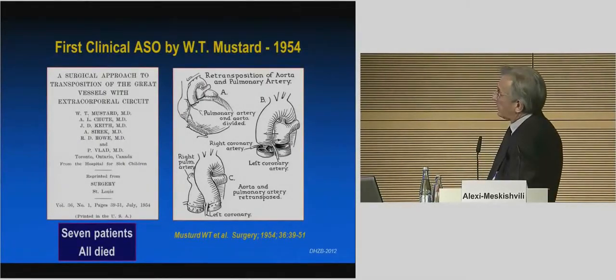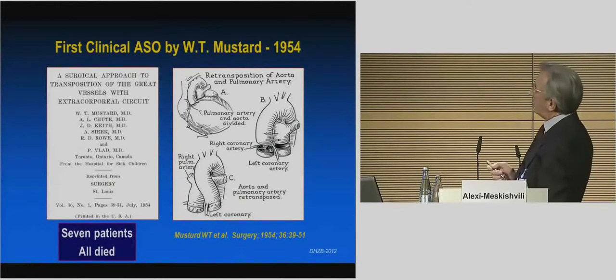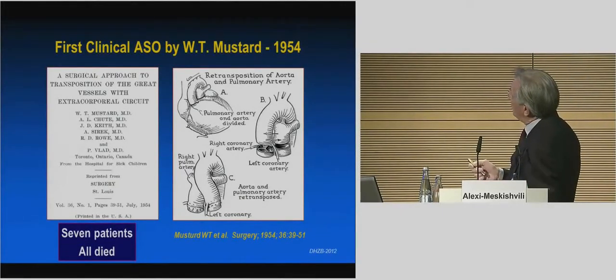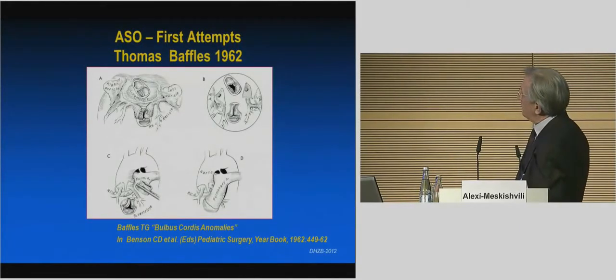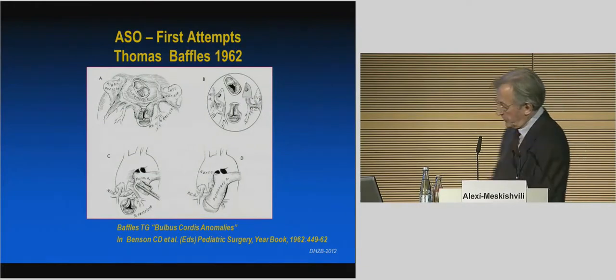And this is the first clinical experience, with Mustard. Mustard tried to switch the patients also, but he switched only one artery, the left coronary artery; the right coronary artery he left in place. He operated on 7 patients, all died. It was not successful, seriously, but anyway, he published the first paper about arterial switch operation. Also Baffes, who performed the Baffes operation I showed you already, in 1962 published his experience with arterial switch operation. You see very nice pictures here, but he was unsuccessful.